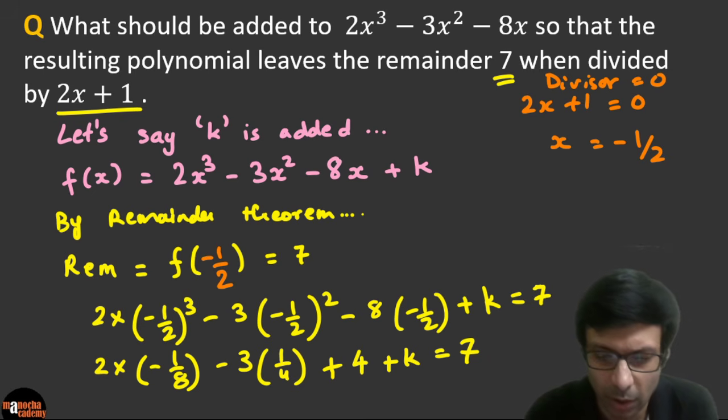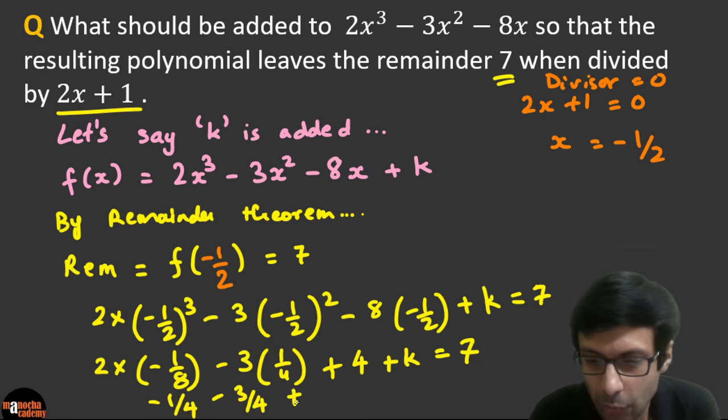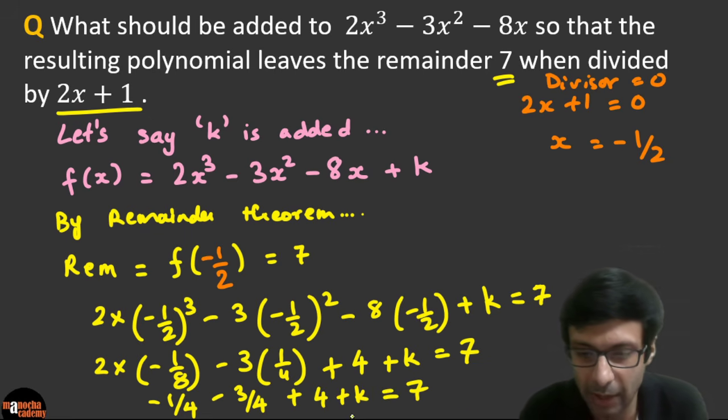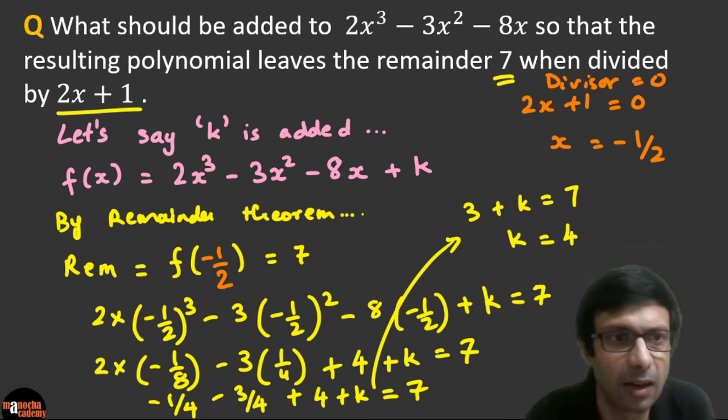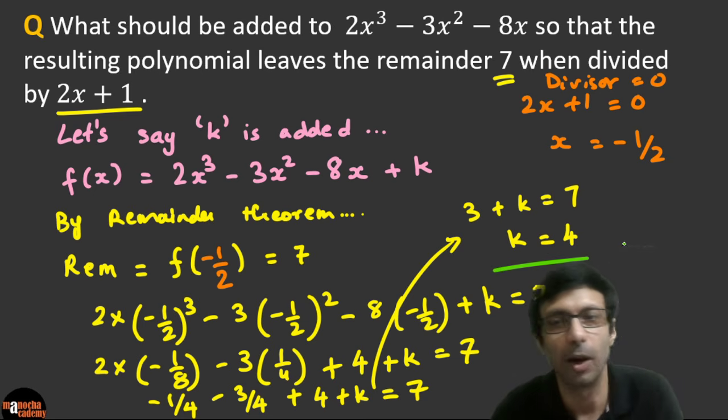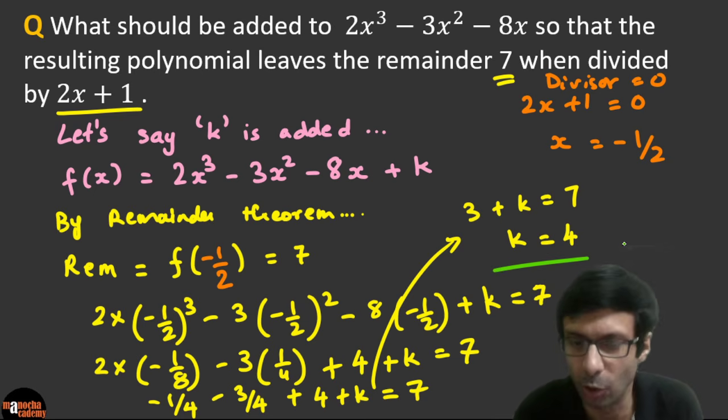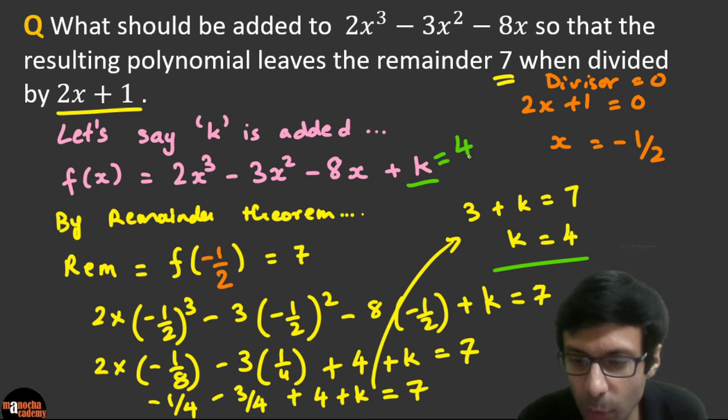Okay, so what do we get? So if you simplify, this is going to be minus 1/4 here. So minus 1 by 4 minus 3 by 4 plus 4 plus k equal to 7. And if you solve that, you're going to get 3 plus k. So from here we are going to get 3 plus k equal to 7. So excellent, guys. I saw a lot of you writing the right answer. K is going to be equal to 4. Superb. Yes, 4 should be added. Very good, because this value of k is going to turn out to be 4.